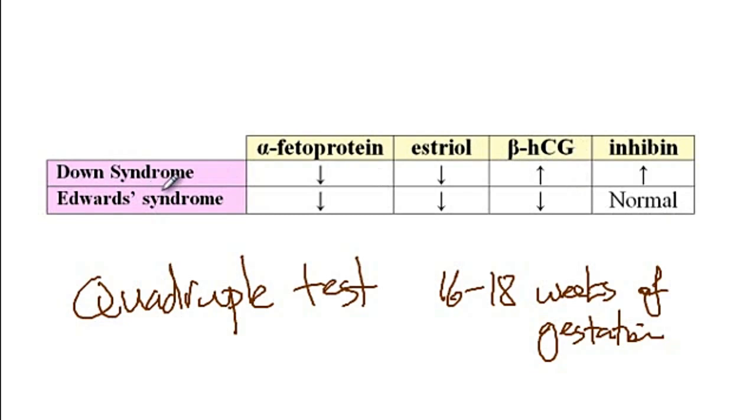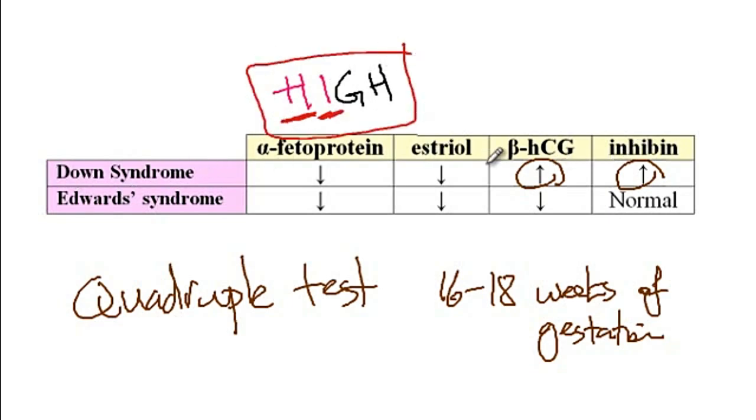And then in patients with Down syndrome, there is decreased level of alpha-fetoprotein, estriol, but elevated level of beta-HCG and inhibin. So the memory aid that I used for myself is called HIGH. So what this memory aid tells you is that HCG and inhibin are the two values that remain high in patients with Down syndrome. So beta HCG for H and then inhibin for I are the values that remain high in patients with Down syndrome, while alpha fetoprotein and estriol levels drop in the blood serum of mothers who have children with Down syndrome.